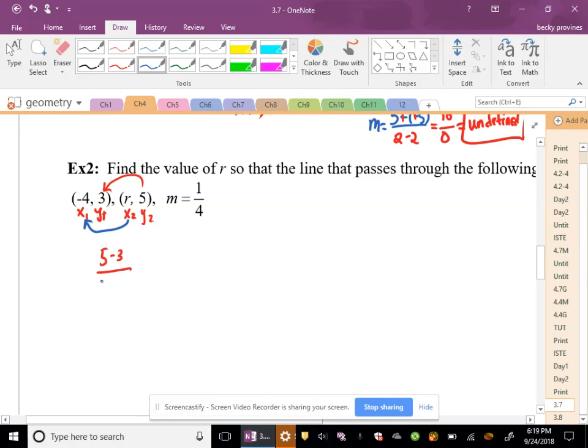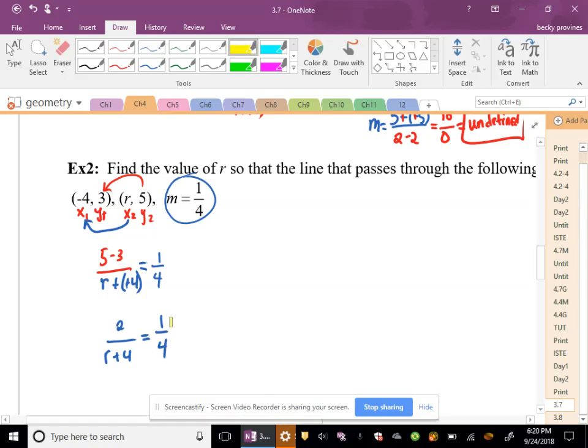Subtract the x values. Now, we have an r for a variable, r minus negative 4. And this time, instead of saying equals m, we have a number. Now it equals 1/4. And you get that straight from the problem. Okay, so let's simplify this. 5 minus 3 is 2. Now, minus a negative becomes plus a positive, so really there's nothing else I can do. And I'm just going to bring down that 1/4.